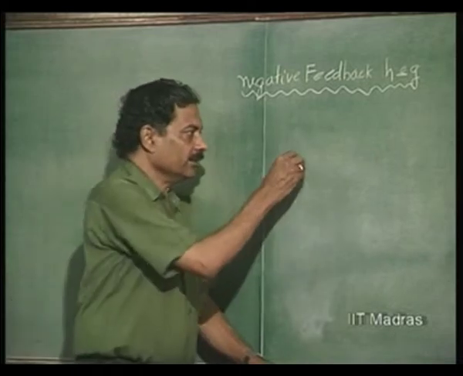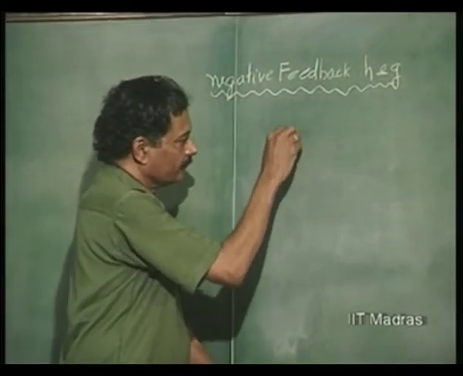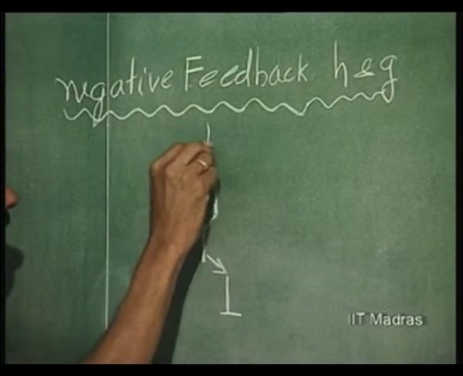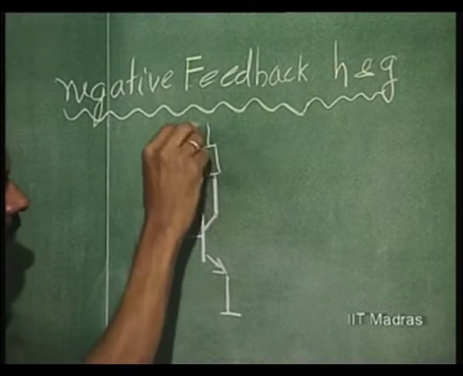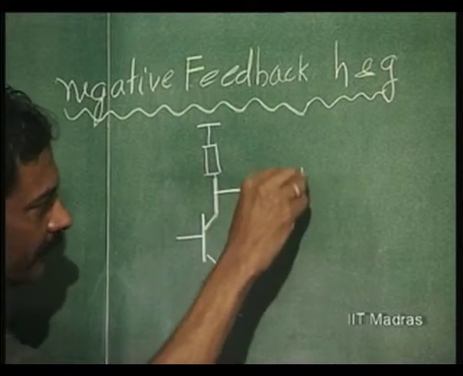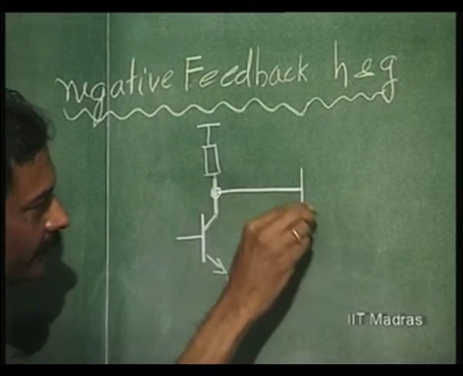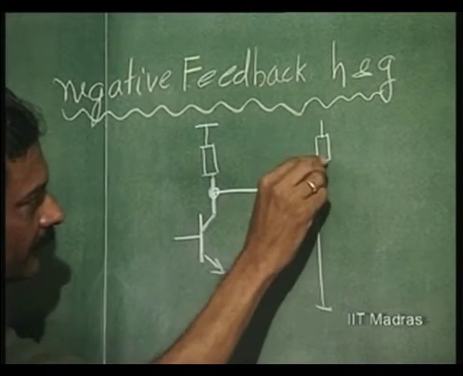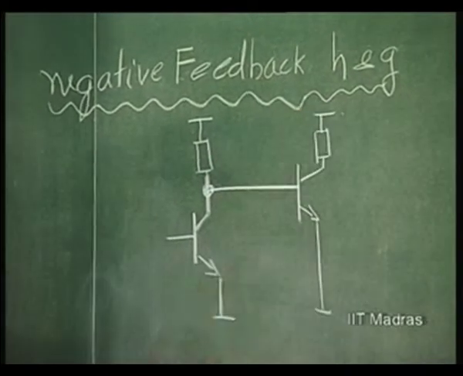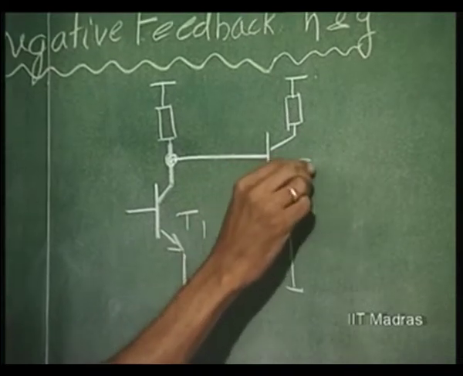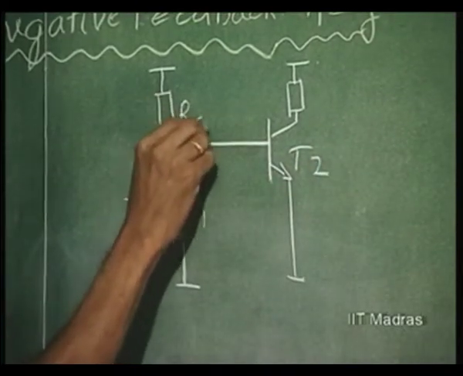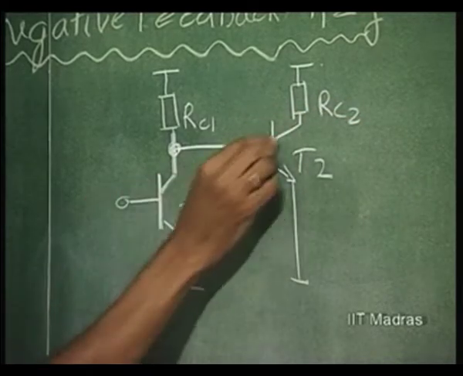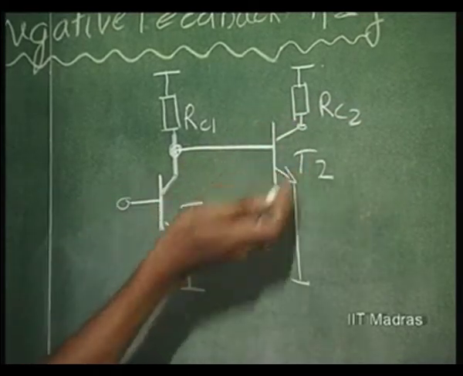cascaded amplifiers, that is, a transistor amplifier, let us say bipolar or field effect, AC picture only is given, cascaded to another transistor amplifier. So, we have T1 and T2 with respective loads RC1 and RC2. So, one amplifier is cascaded to another amplifier.